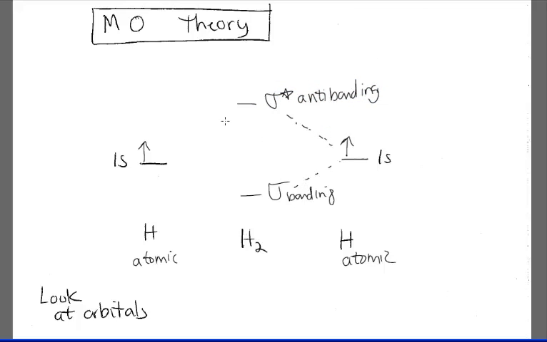So from the original, we form 2 more, 1 lower in energy, 1 higher in energy, and we call them sigma bonding and sigma star anti-bonding. And then those 2 electrons will still follow the Aufbau rule and fill in the lower level. And this is molecular hydrogen.